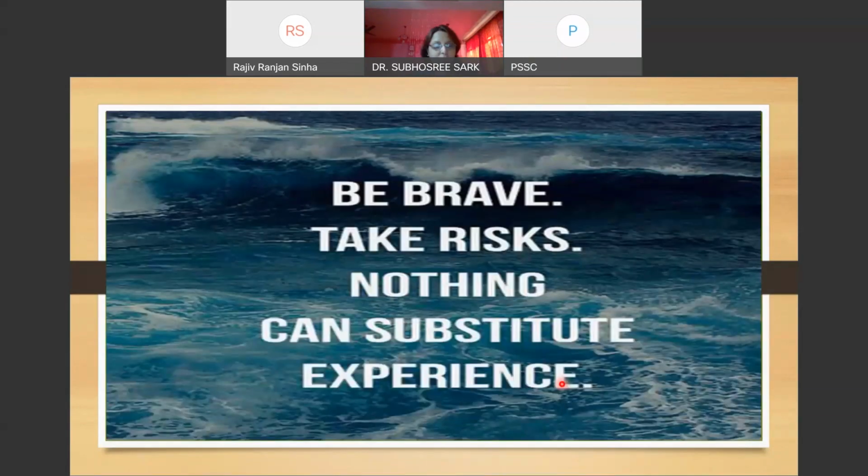So, coming to the conclusion, be brave. Tell the students to be brave. Take them to take risks. What risk do they have to take? They have to try out new ideas. That is the risk that they will take. Nothing can substitute experiential teaching. Okay, so be brave, try out new ideas, and use experiential teaching as much as you can.